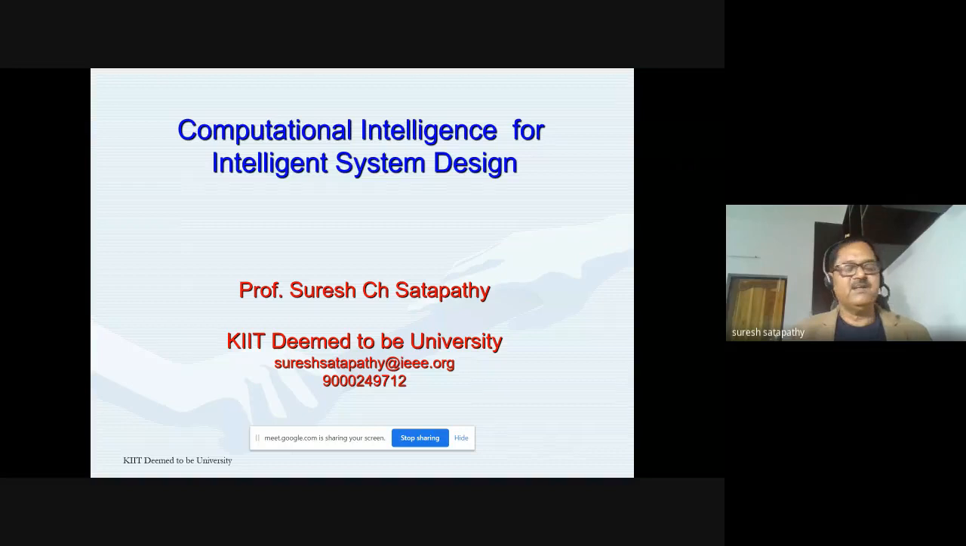And for designing an intelligent system, there are a number of approaches. One of the approaches which I practice and research with my students and collaborators is computational intelligence. You may call it ML, machine learning, or sometimes soft computing or even AI. This is the topic which I have chosen to deliver today, in whatever time is there.